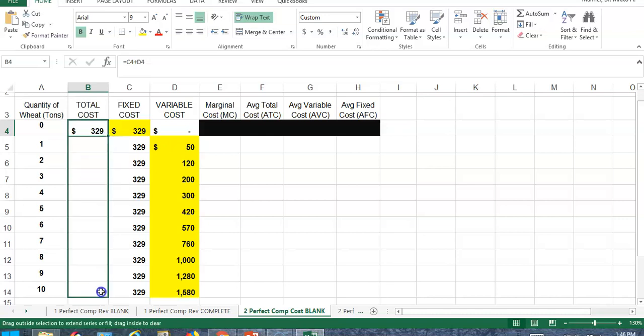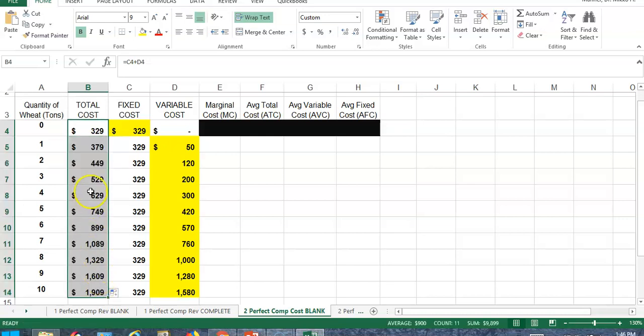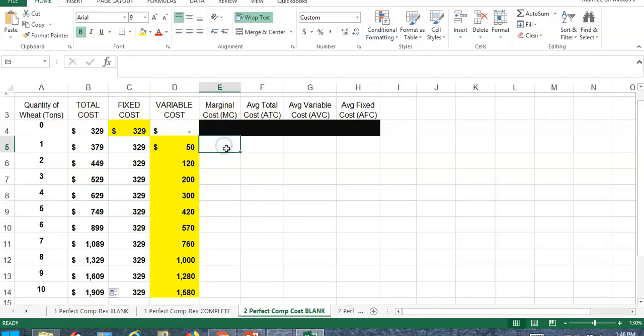But then as we produce more, we need more raw material inputs. So all the variable things, including labor. So total cost, fixed cost plus variable. Marginal cost. Two ways I could get this number. I could either use the change in variable or the change in total, right?